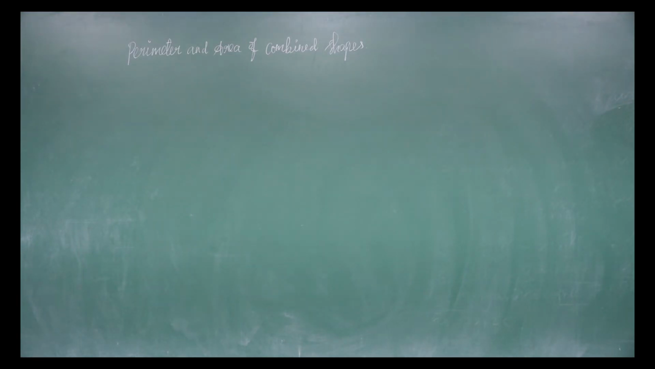Can you understand or not? We calculate the area by adding all the areas of the closed shapes from which the combined shape is formed. We will discuss some problems now, and you can understand easily.